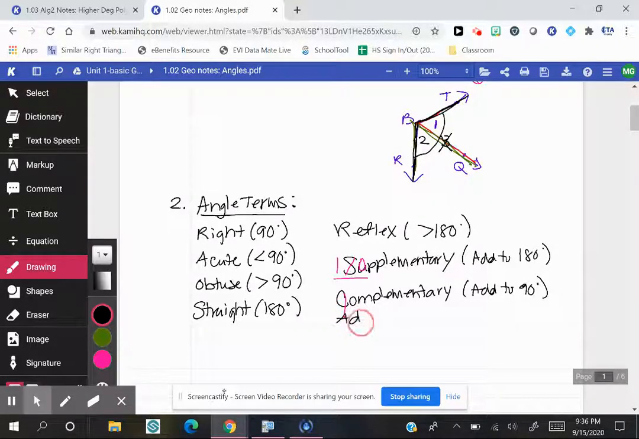And the last one that we're going to talk about here is just adjacent angles. Adjacent angles just mean that they're next to each other. Adjacent means next to.